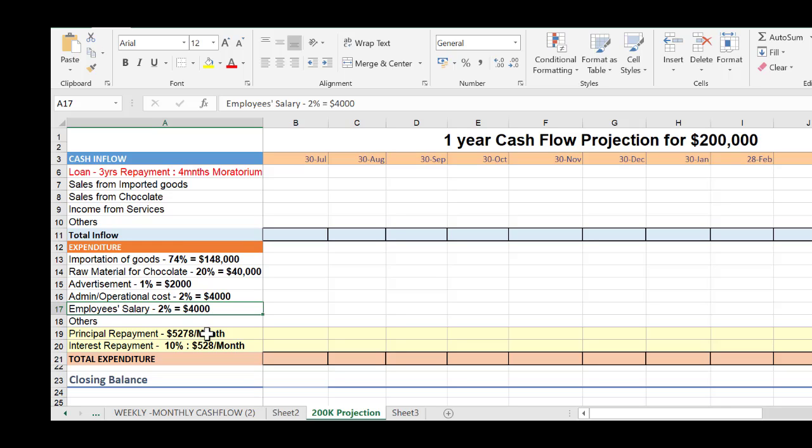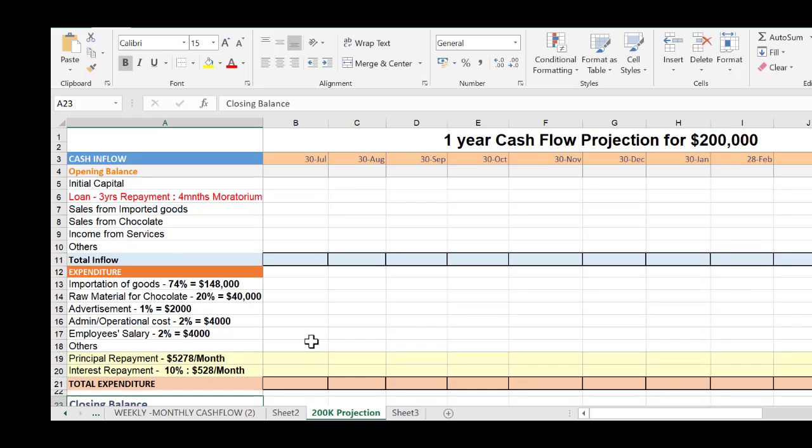Then here, kindly pay attention here, principal repayment. So we have $5,278,000 per month, and interest repayment is 10%, which is $528 per month. Then our closing balance.